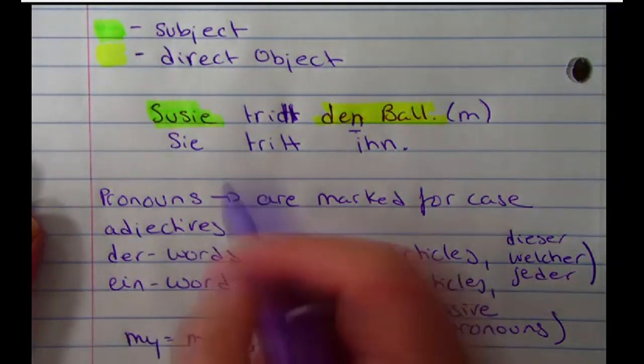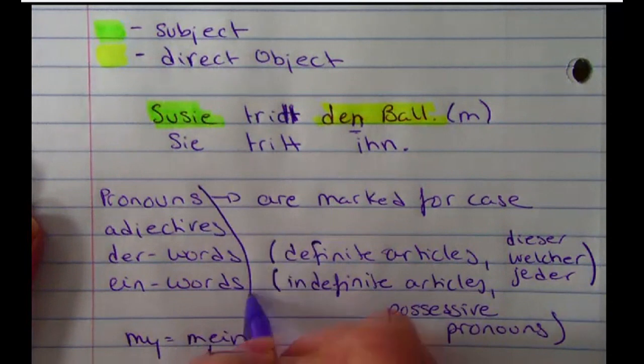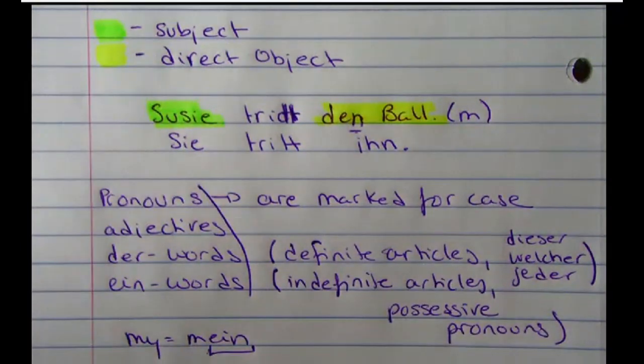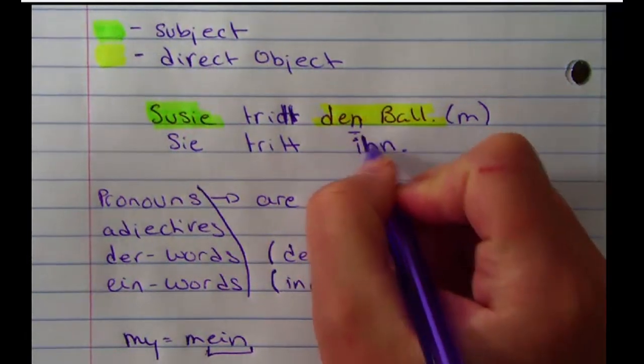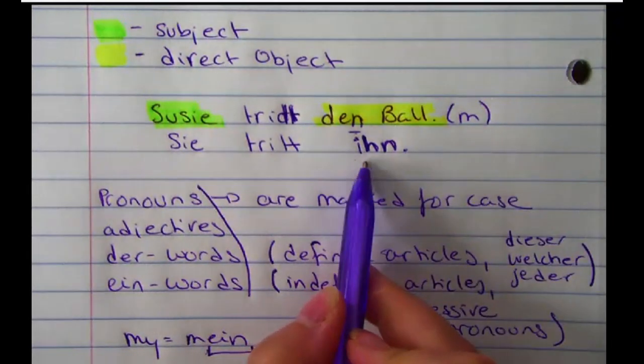So all of these are marked for case. Okay, what in the world am I talking about when I say marked for case? Marked for case means that you have different endings on them, or you have a completely different word. So the completely different word would be something like the pronoun. So that's the example right here.